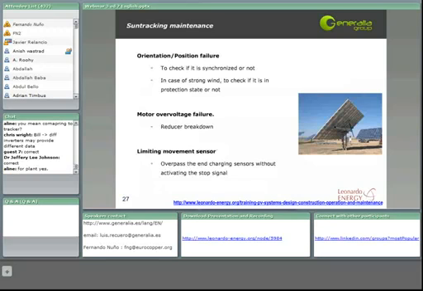Another important maintenance task concerns wind, because these kinds of elements usually change their position in order to protect themselves if high wind is happening. We have to detect that the system is protected if we are detecting high wind, but we also have to take into account that the system might return to its normal position once the wind has gone lower.